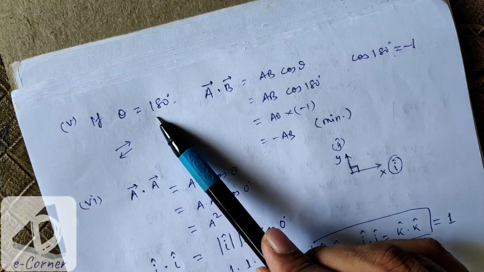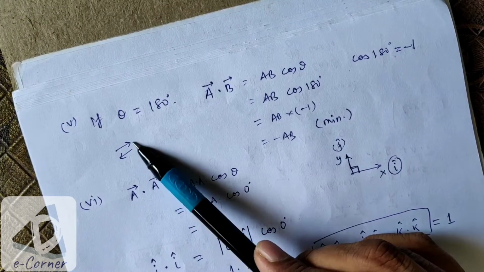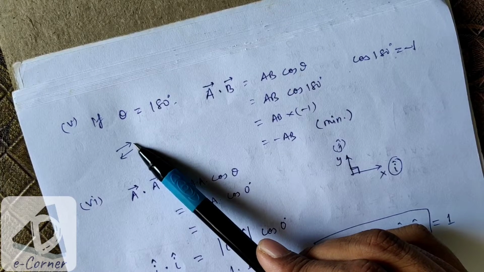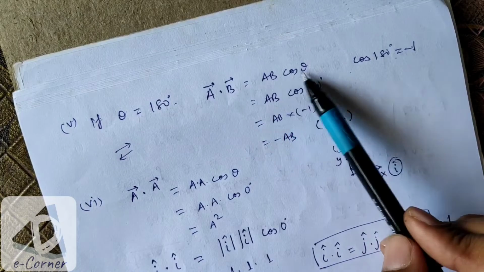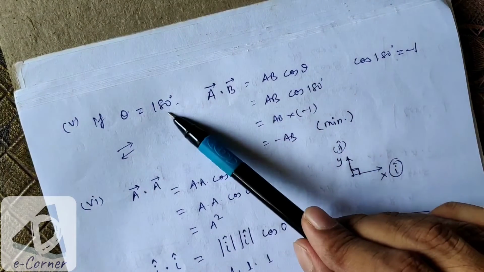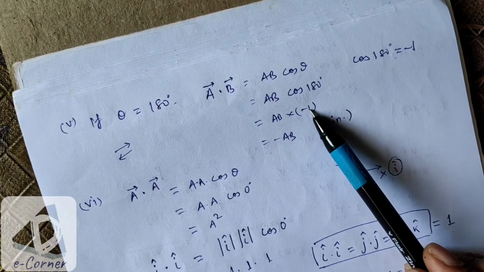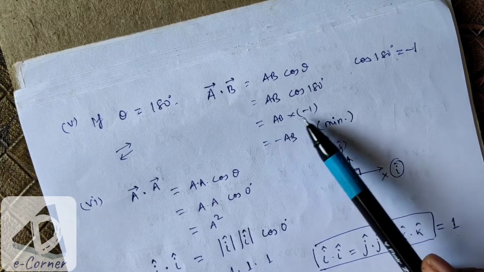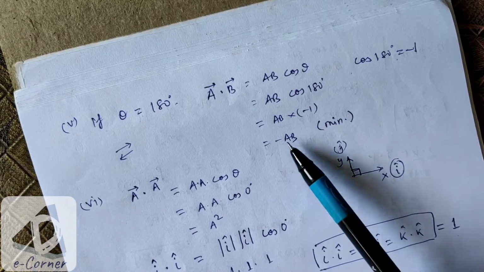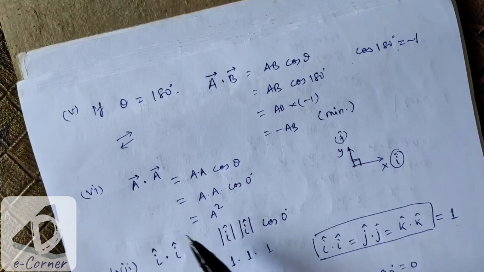If theta is equal to 180 degree, that means two vectors are in opposite direction, or we can say they are unlike vectors, anti-parallel vectors. Then the result will be AB cos theta. Here theta is equal to 180 degree, so cos 180 is equal to what? Minus 1. So we have to replace cos 180 degree with minus 1. So AB into minus 1, so this is equal to minus AB, which is the minimum value.